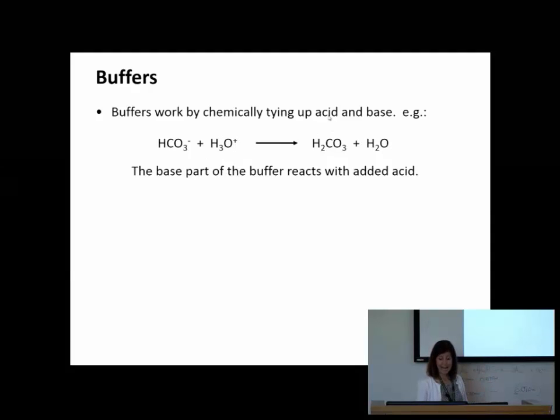And so what we're doing by adding in a little bit of the acid is just changing the relative concentrations of the acid and conjugate base. We've eaten up some of the base part of the buffer and produced a little bit more of the acid part of the buffer.